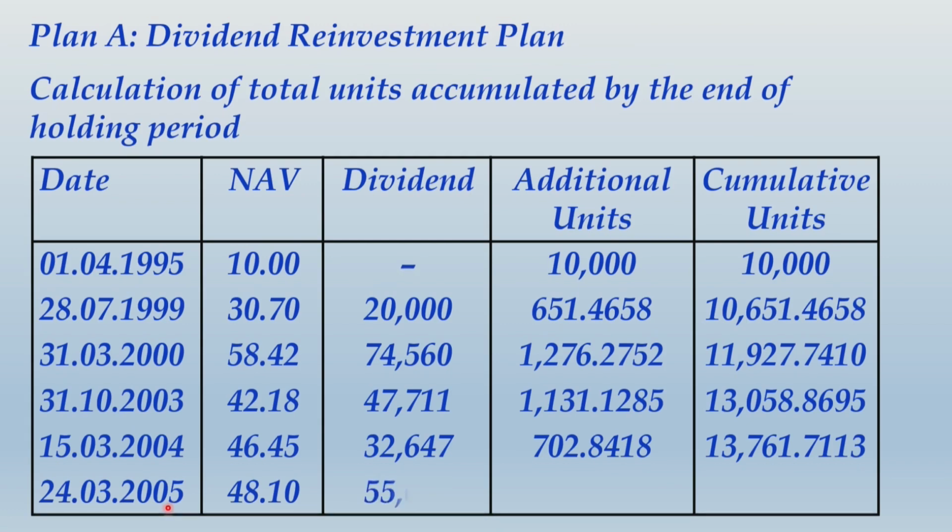Finally, we find that last dividend will be on 24th March 2005, and that dividend, whatever be the rate of dividend applied on face value, that dividend will be multiplied to the cumulative units. So first you find the dividend per unit, multiply that to the cumulative units, and you get the total amount of dividend. Total amount of dividend when divided by NAV of that date will result into the additional units. Once you get additional units, add these additional units to the cumulative units, and you finally get the cumulative units as on 24th March 2005.